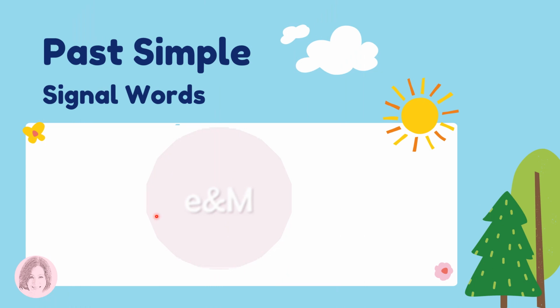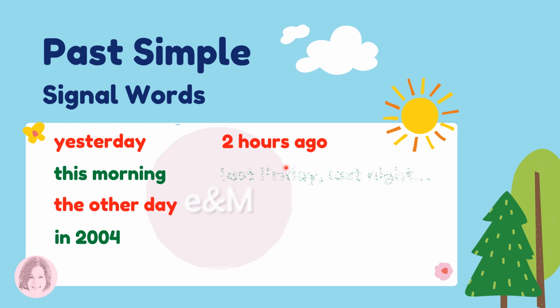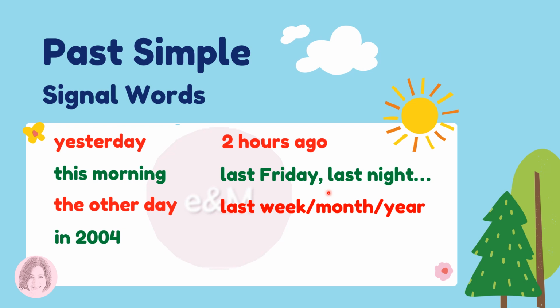Okay, before we get started, it is good to know signal words for the simple past. For example, yesterday, this morning, the other day, in 2004, 2 hours ago, last Friday, last night, last week, last month, last year, a week ago, a month ago, a year ago. Okay, these words tell us that we have to use simple past.